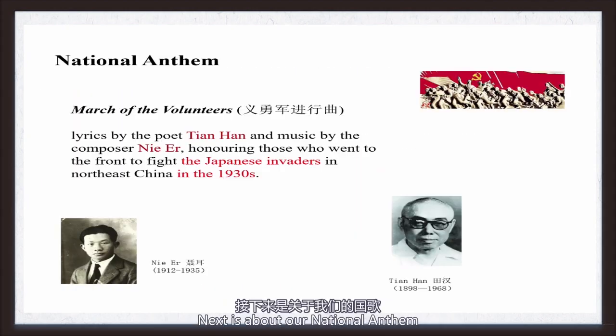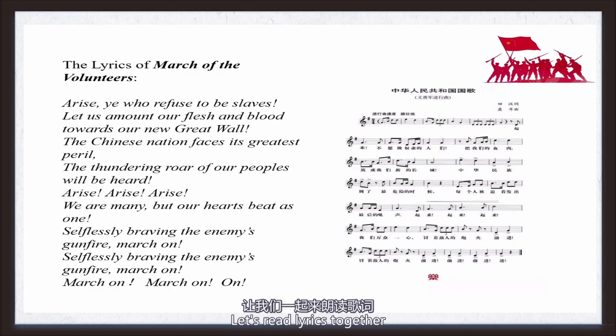Next is about our national anthem, March of the Volunteers. The lyrics were written by the poet Tian Han, and the music was composed by the composer Nie Er, honoring those who went to the front to fight the Japanese invaders in northeast China in the 1930s. Let's read the lyrics together.